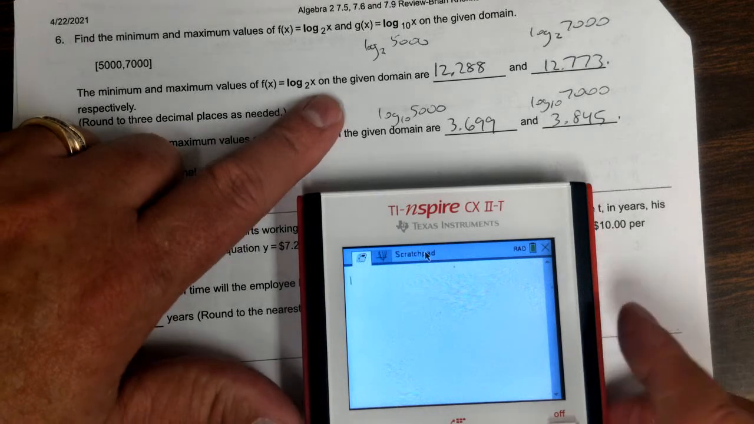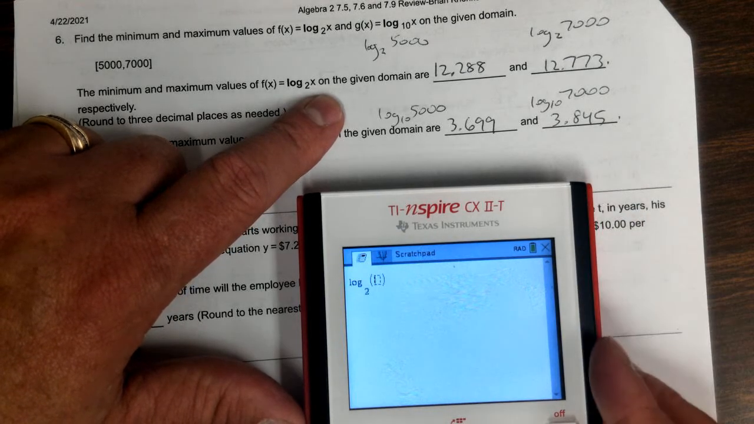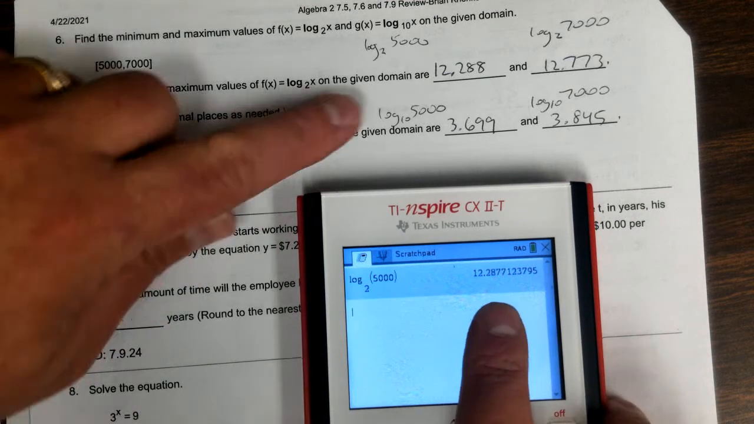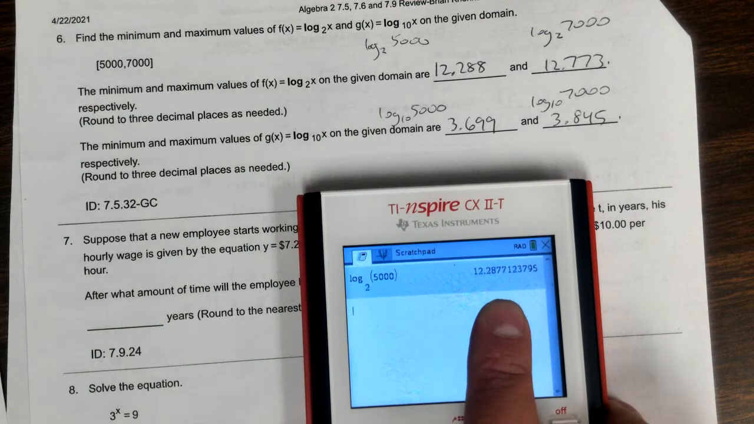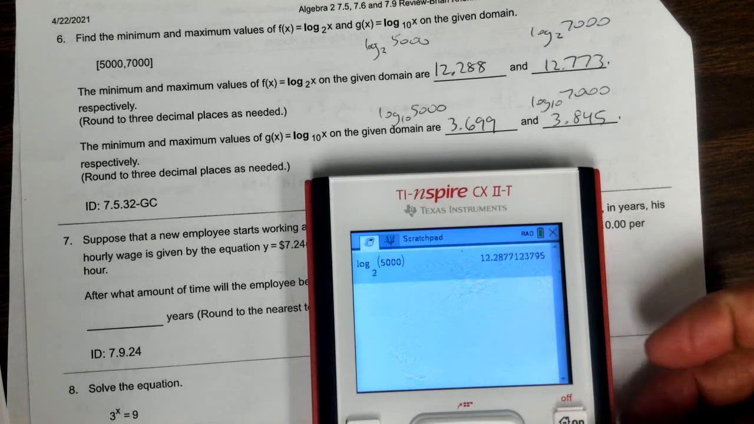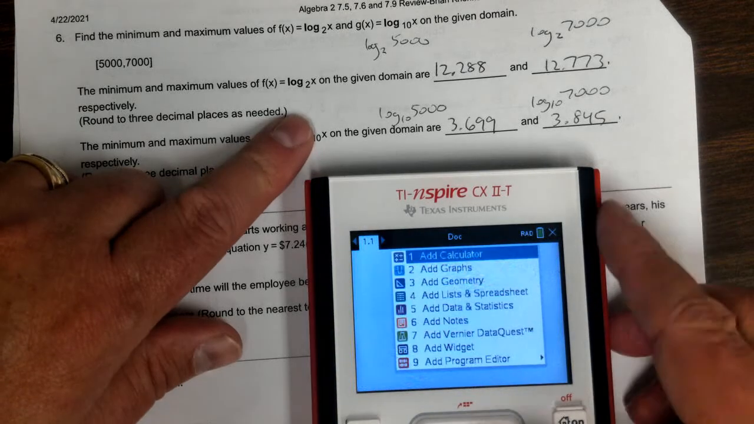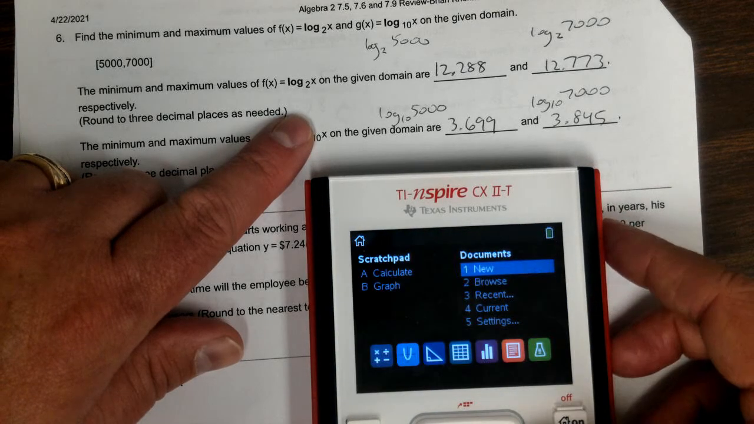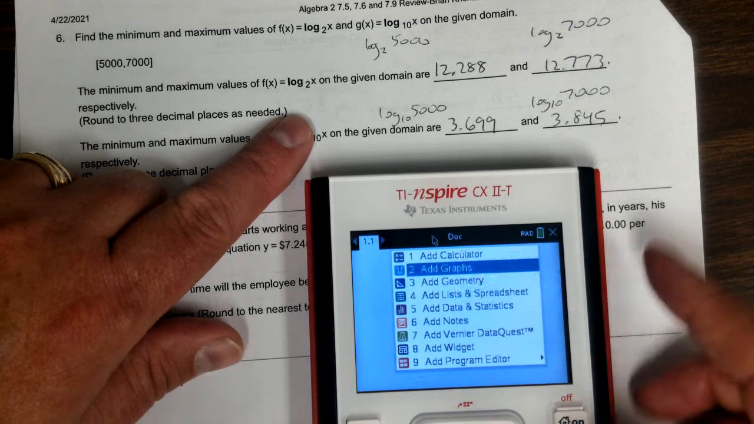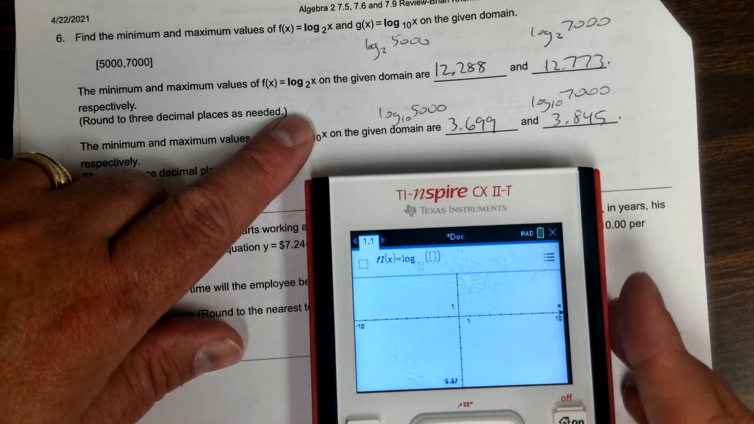Okay, so we just do log base 2 of 5,000. Control Enter, and that gives you your answer. Now, if you had several to do, you could have done it this way. Go with log base 2 of x as your function. So do add graph log base 2 of x.